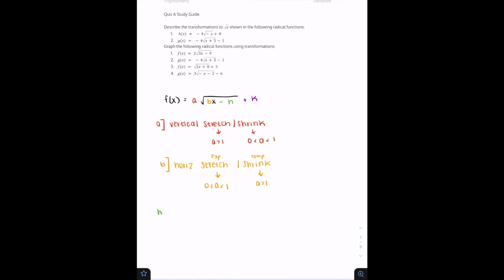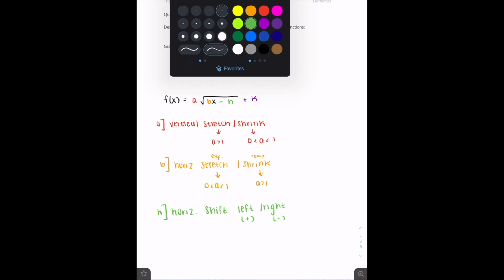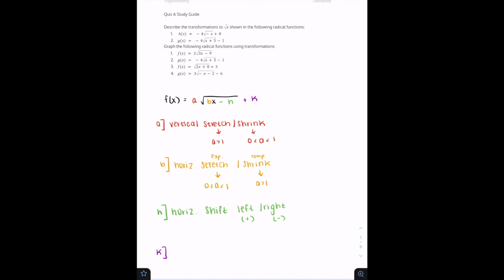Our variable h tells us if it is a horizontal shift, and then it tells us if it goes left or right. To know if it goes left, the sign under the radical needs to be a positive, and then for it to go right, it needs to be a negative. And then the last variable, k, is a vertical shift. And vertical shifts tell us if they go up or down. To know if it goes up, the sign needs to be positive, and to know if it goes down, the sign needs to be negative.